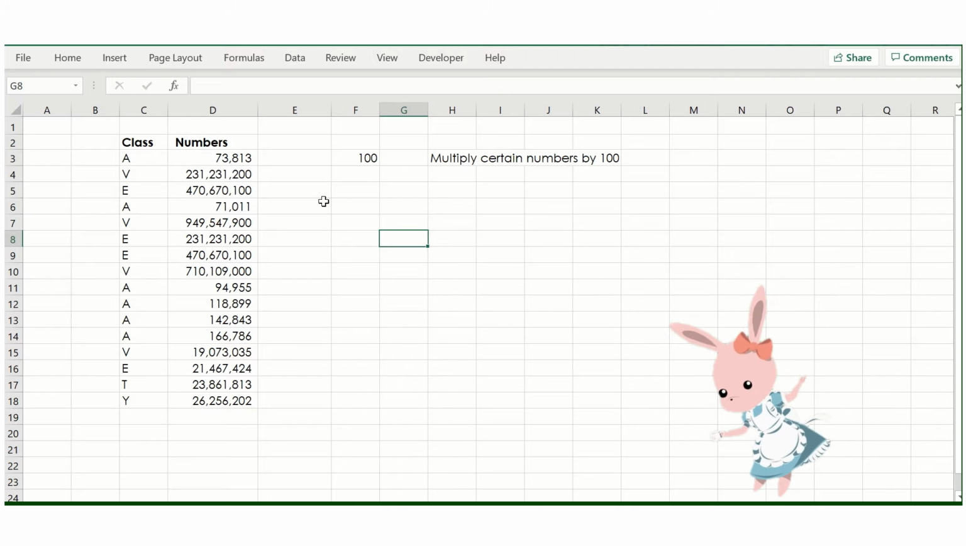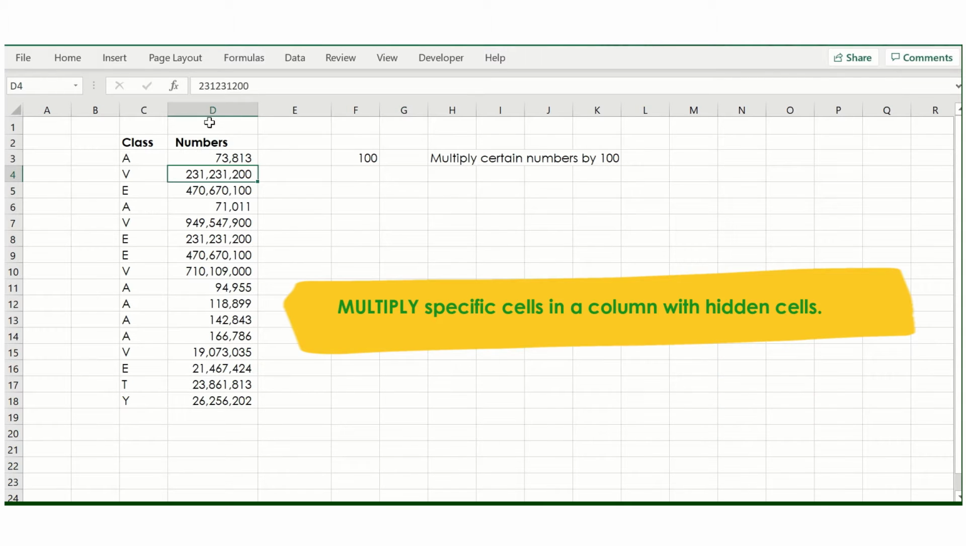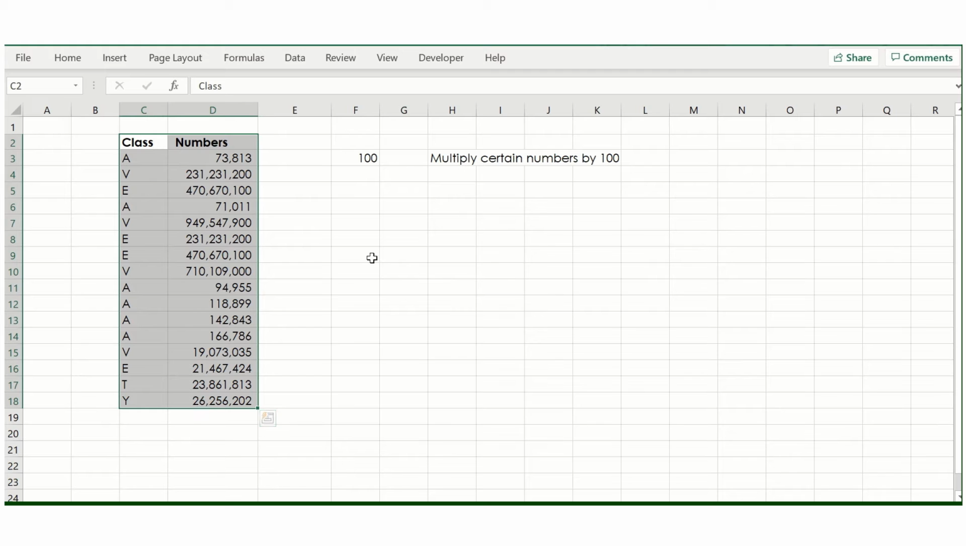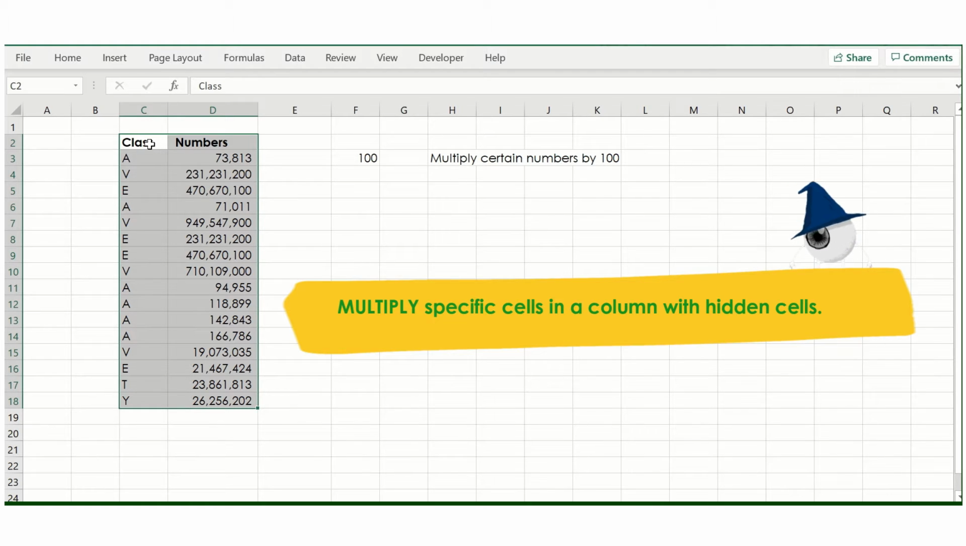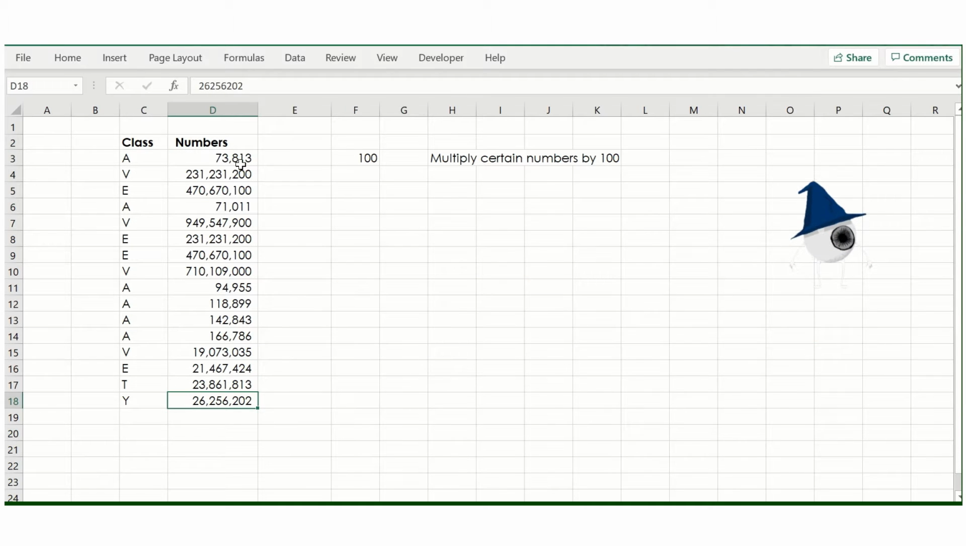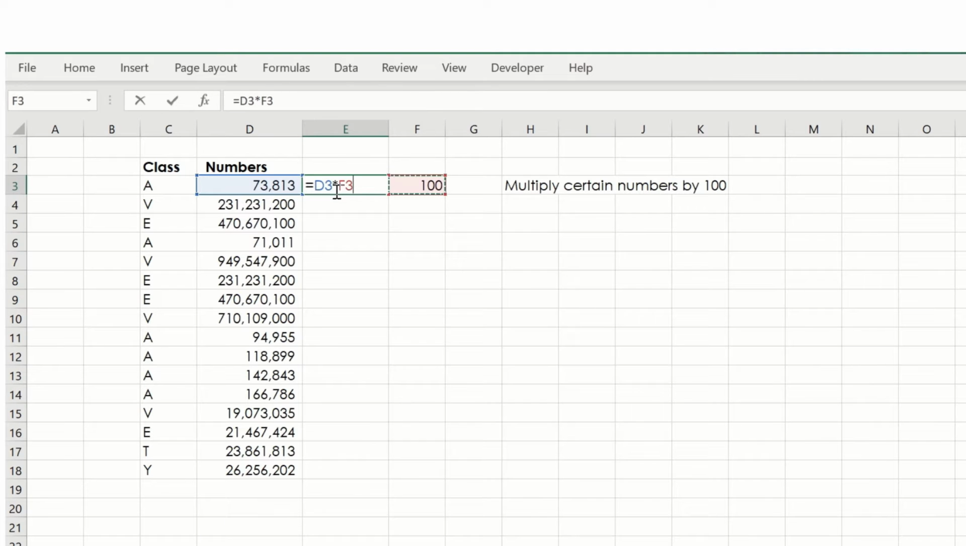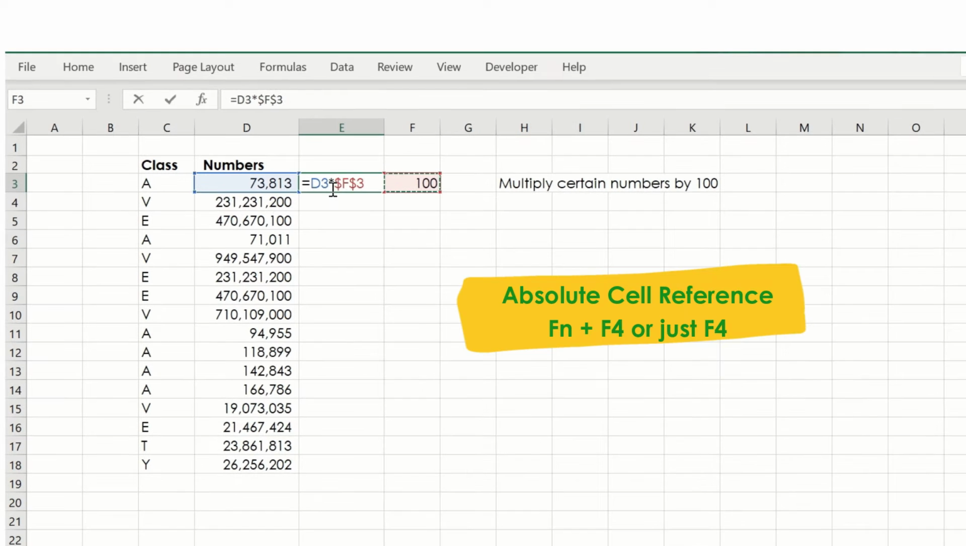I would like to multiply certain numbers in this table by 100. To be specific, I would like to multiply the numbers in class A by 100. There are many ways we can do that. One is by multiplying the numbers in column D by 100, and then we can use absolute cell reference.